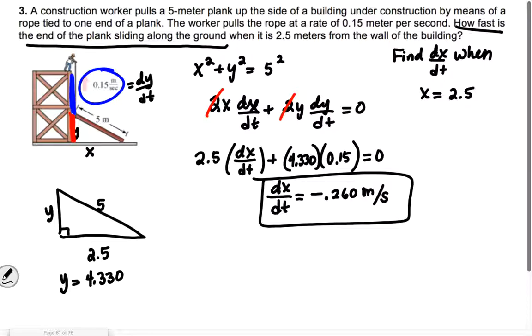And so then Ari was asking yesterday, when you phrase this, if it's negative, could you say it's increasing at a negative rate? And I was like, that's weird. Don't do that. I would say it is changing. So x is changing at a rate of negative 0.260.